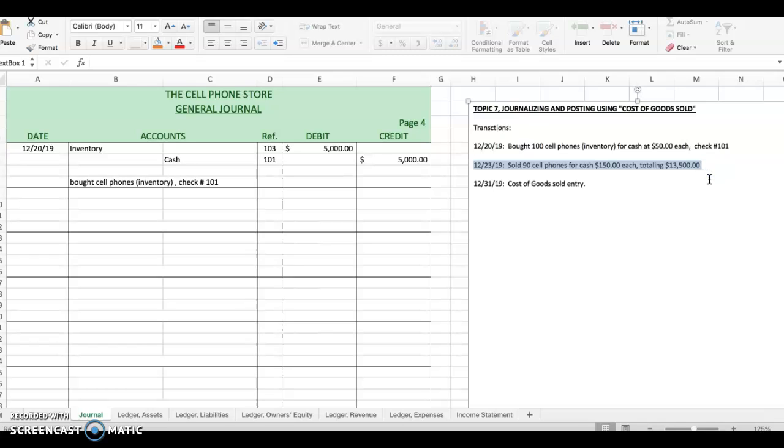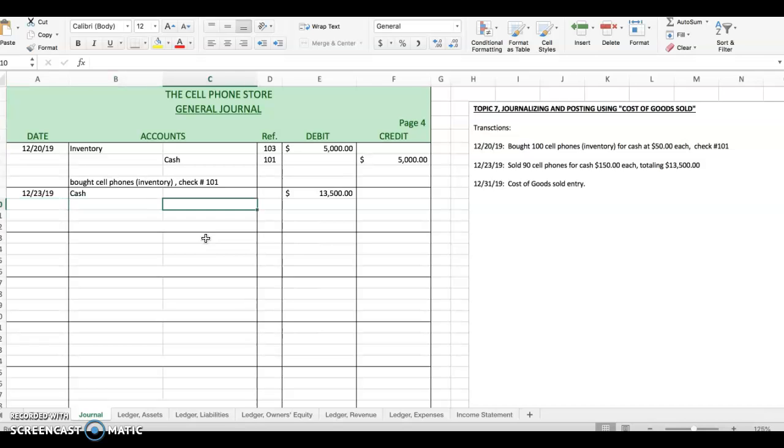Let's look at the second transaction. We sold 90 cell phones. We didn't sell all of them, but we sold 90. And let's journalize this transaction. And it was a cash sale. So cash goes up. We've had this many times. Cash is debited by 13,500. And that amount is arrived at by multiplying the 90 cell phones that we sold by 150. So we bought them for 50, but we're selling them for 150. So 90 times 150 is 13,500. That's how much cash we got.